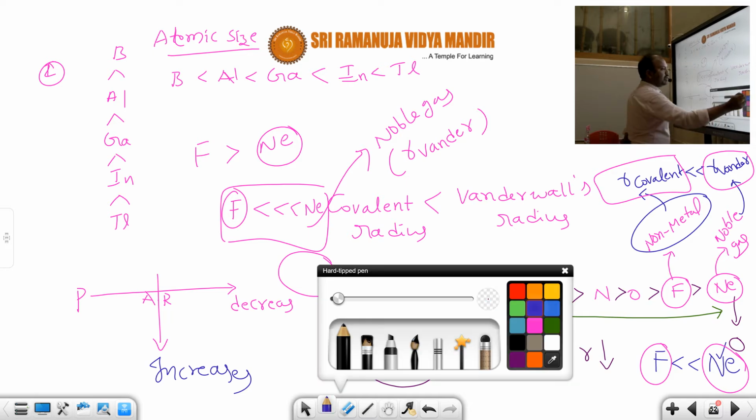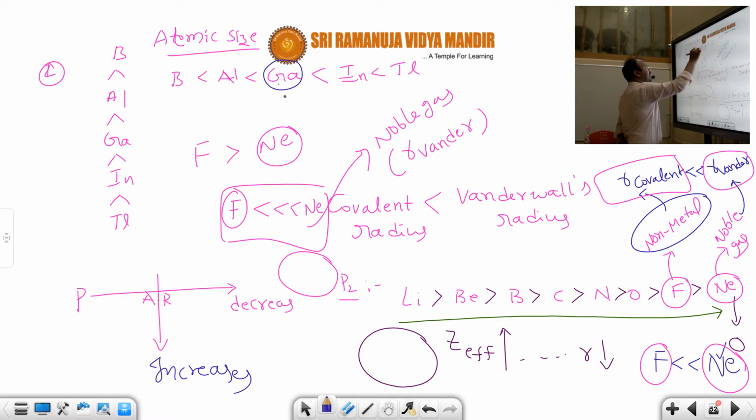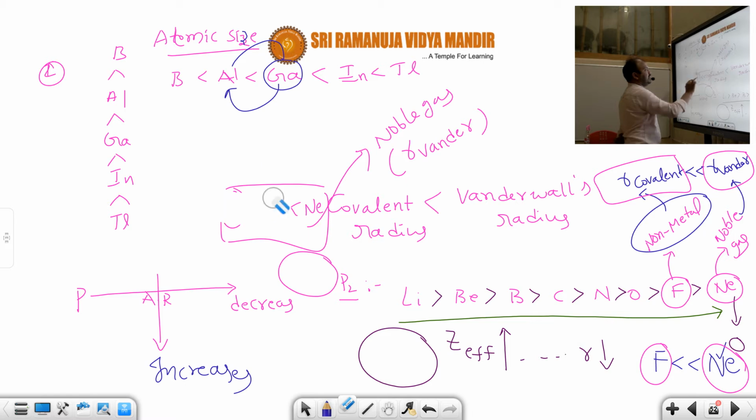But what happens in experimental evidence? Gallium has a lesser atomic size than aluminum. Gallium has a smaller atomic size than which one?